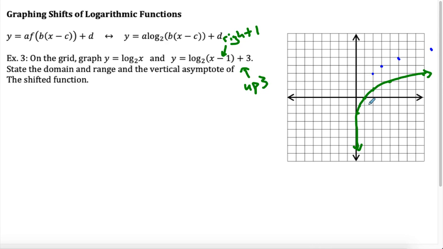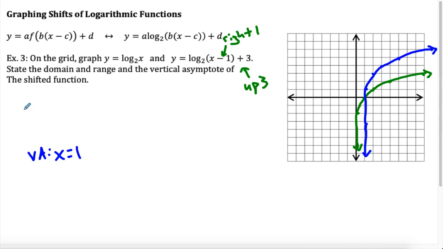So for each of these, we can see what is happening, right? My new graph is going to have a vertical asymptote shifted to the right one. If my old vertical asymptote was at the line x equals 0, my new vertical asymptote is going to be at the line x equals 1. Right, so let's connect these dots here and get my new graph.